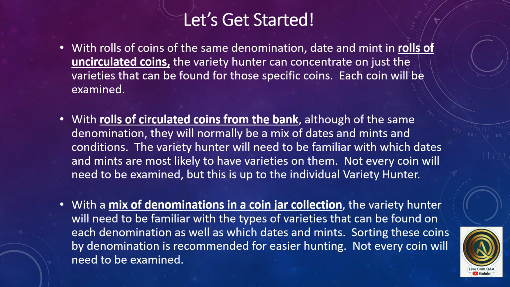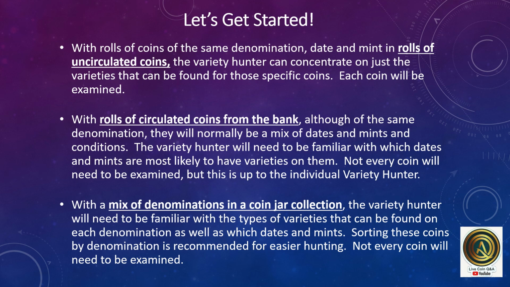With rolls of circulated coins from the bank, although of the same denomination, they will normally be a mix of dates and mints and conditions. The Variety Hunter will need to be familiar with which dates and mints are most likely to have varieties on them. Not every coin will need to be examined, but this is up to the individual Variety Hunter.